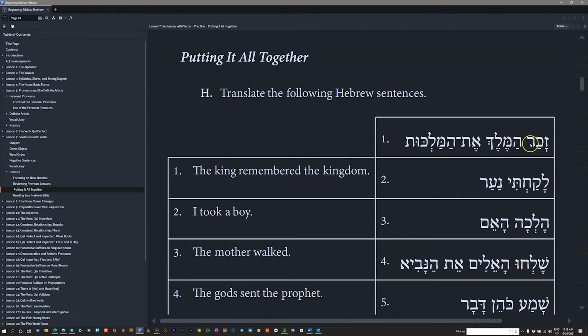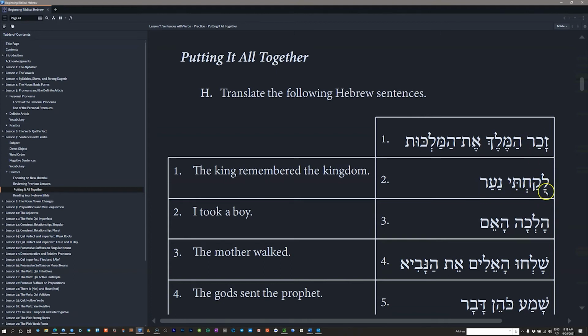Okay. But again, once we get through the meaning layer, then we have to ask the function layer. What is each word doing? Well, zakar is the action. It's the main verb. Hamelech is the subject. It is the one that does the action of the verb. Et hamalkut is the direct object. It is the thing that is remembered. Okay. So it is the object of this action. It is the thing that the subject is remembering.